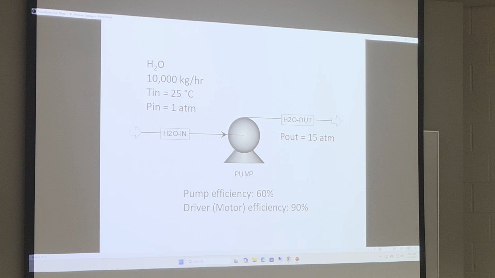You find out. We will look at pressure changes. Let's look at pump first. Very simple operation. As you can see, we have a pump. We try to pump water. Yes, and then the input specification and output pressure are given. Pump efficiency and drive efficiency are given. Okay.